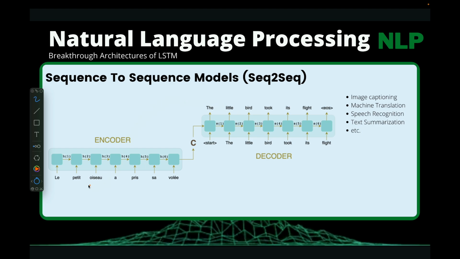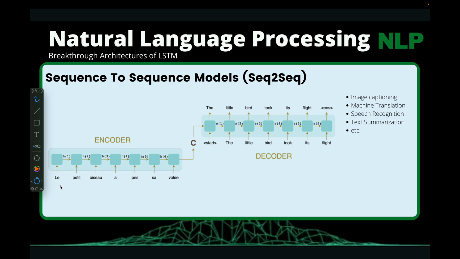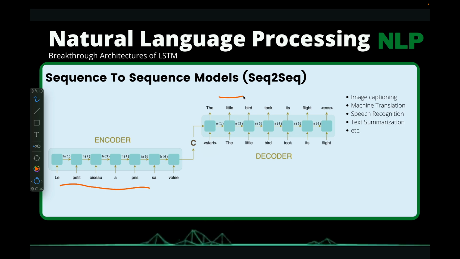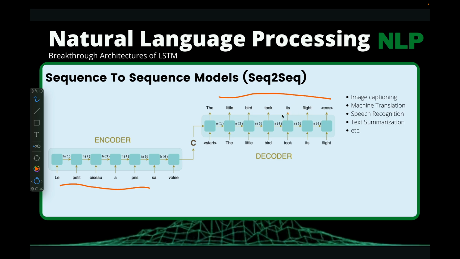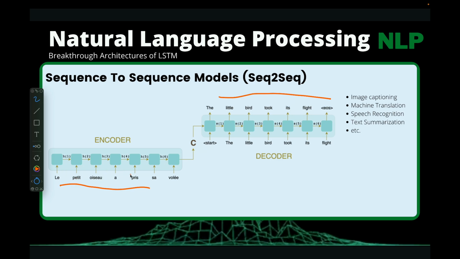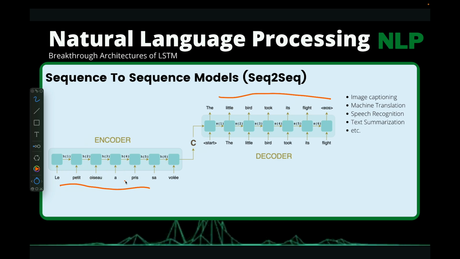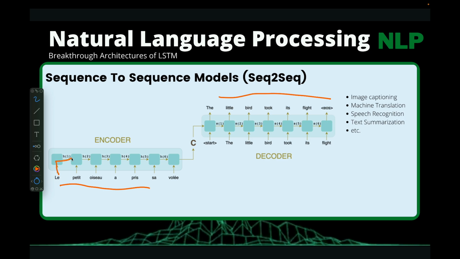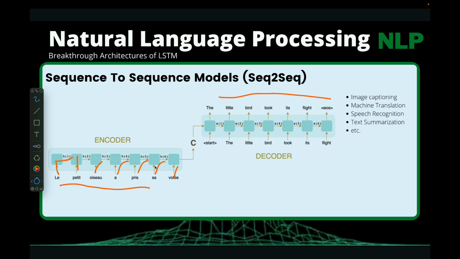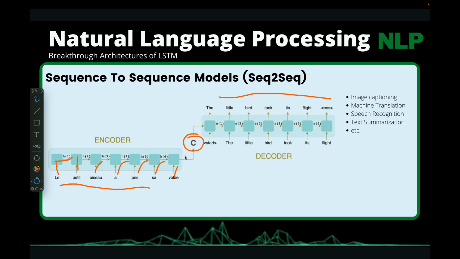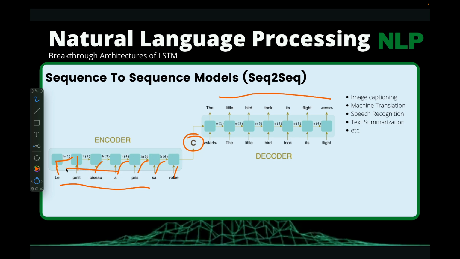All right, okay, so this is another way to look at it. So for instance, if you want to translate language from, say, French to say English. So "the little bird took its flight", that is the French version of that. Okay, so in the encoder, this is what you are encoding in. And then once you reach the end, you're going to have your vector. Okay, that is the context vector, after you've gotten the context of whatever you want to say.